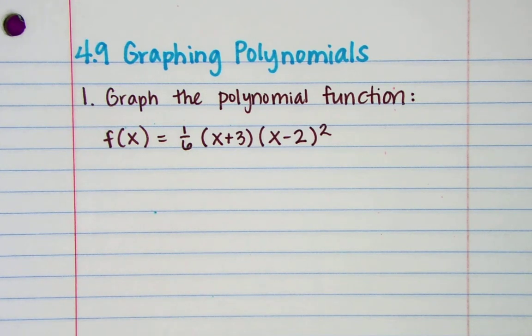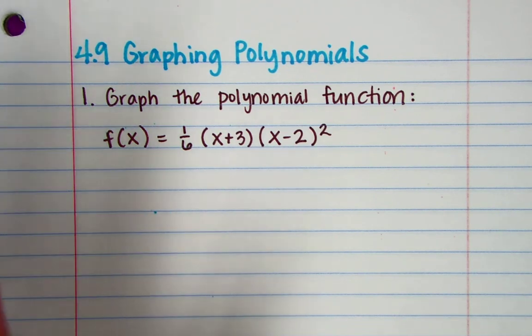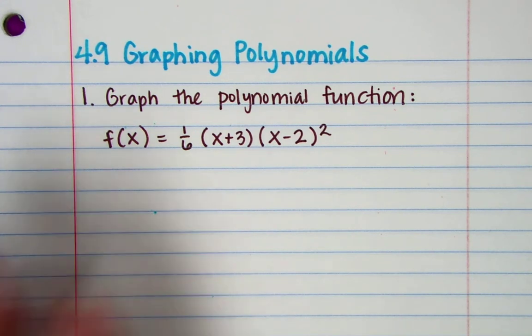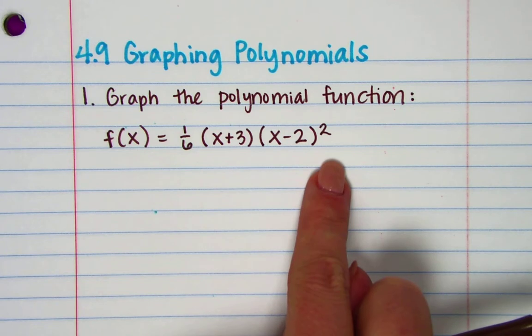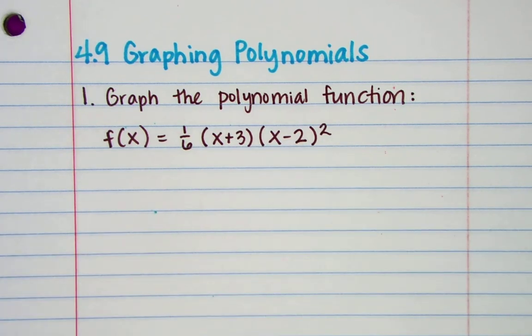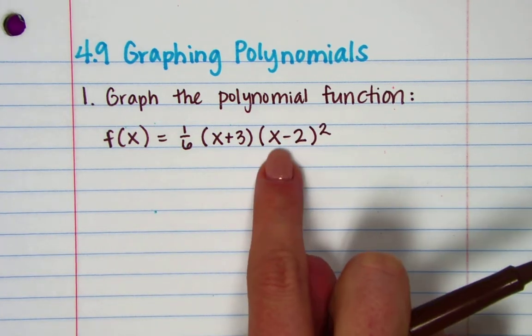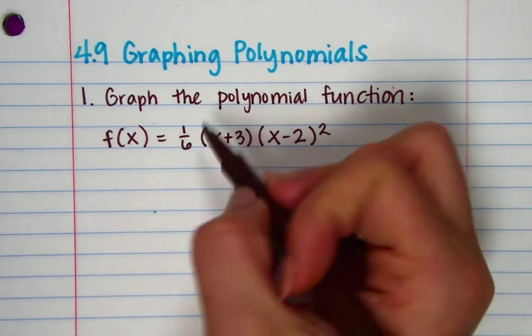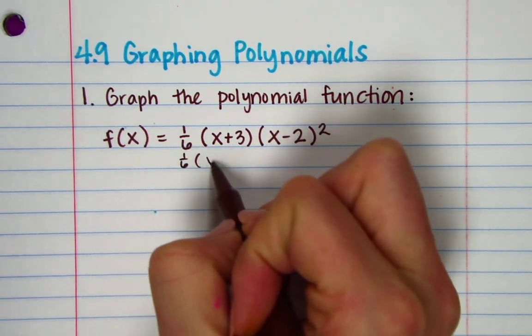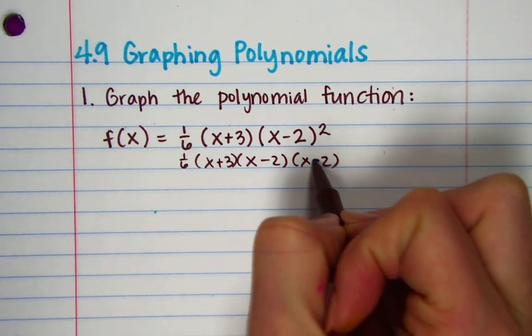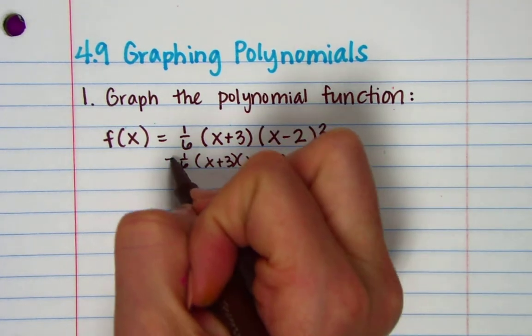Now there are a couple things that you can tell already from this equation. It's not multiplied out, but we can put it into the calculator just the way that it is. How many x's are there going to be? 2 or 3. This one's squared, right? So that's going to be 2 x's, and this is going to be 1 x. Because this is really like 1/6 times x plus 3 times x minus 2 times x minus 2. So there's really 3. This is going to be a cubic function.